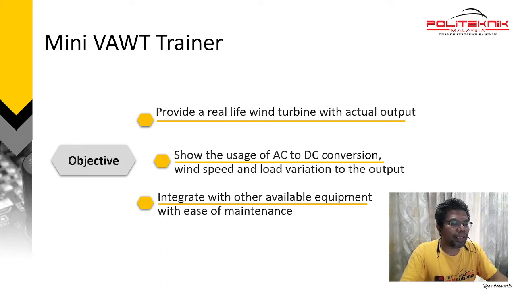Then the second one is to show the connections and the usage of the conversion from AC to DC to the students, in terms of our energy output with respect to load variations and also changes of wind speed. In our innovation, the wind speed source is from the fan, an industrial fan.